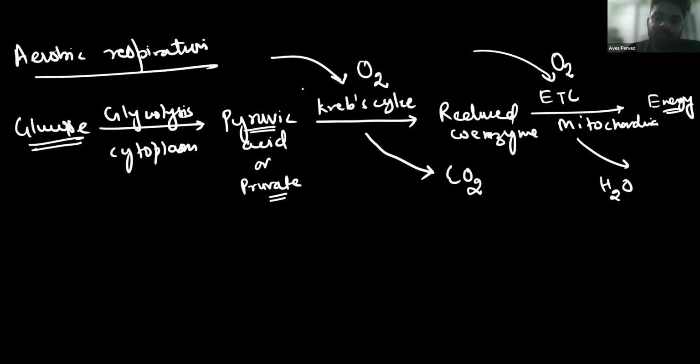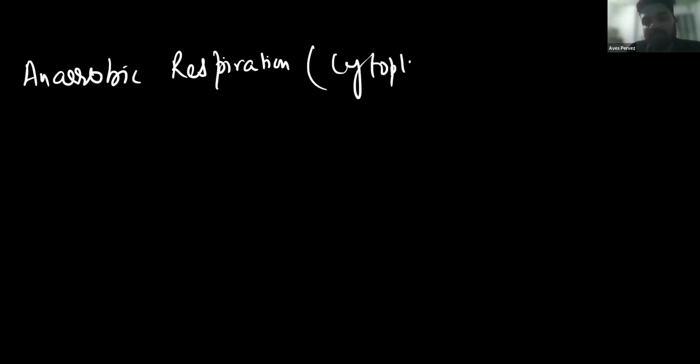Now, have you written this one? Okay. Now moving towards anaerobic respiration. This whole respiration takes place in the cytoplasm of the cell, and moreover, it does not require any oxygen because it is anaerobic, or we can say that it occurs in an insufficient supply of oxygen.